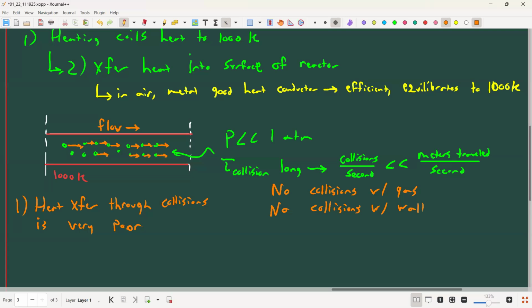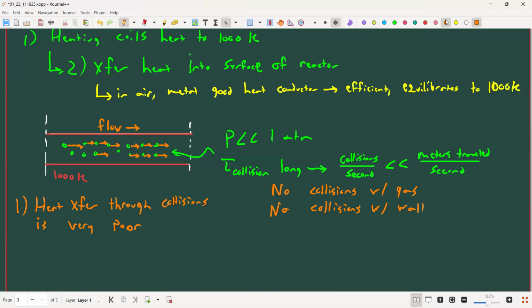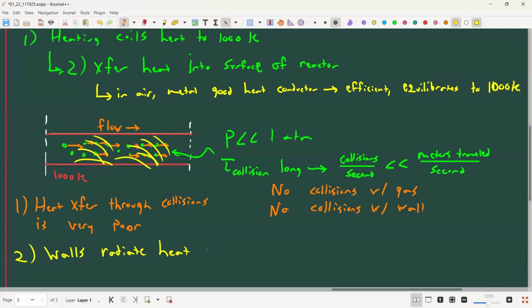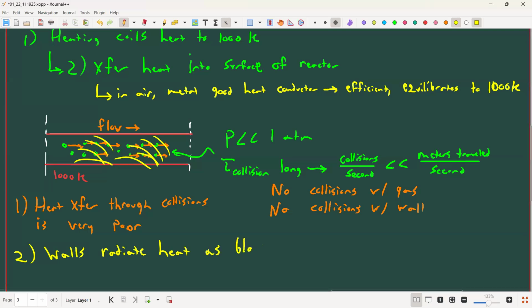So what happens is that even though there's no heat transfer through collisions, through mechanical action, there is some heat transfer through radiation. Right? So this system, these walls are radiating heat. They're radiating heat in waves, right, from the heat. But the walls radiate heat, right, as what we call black bodies.